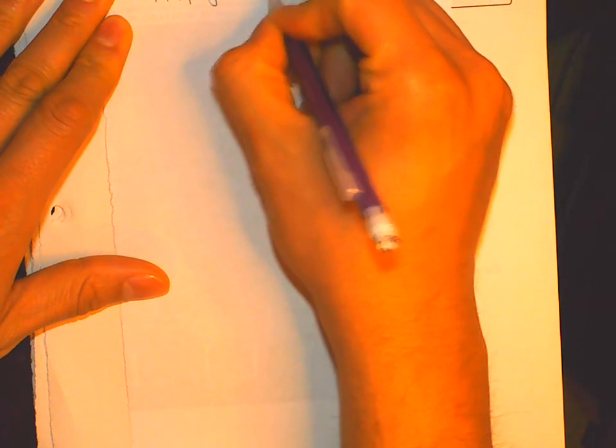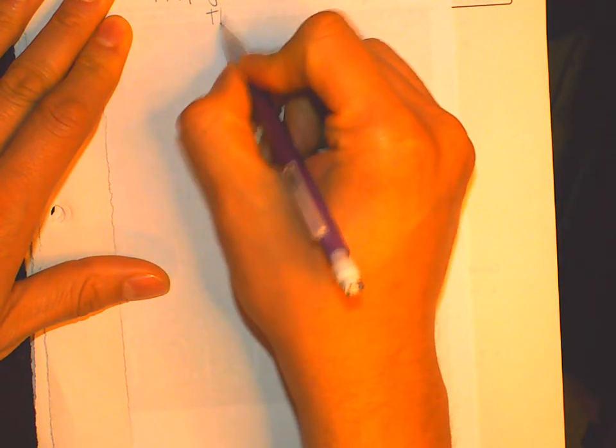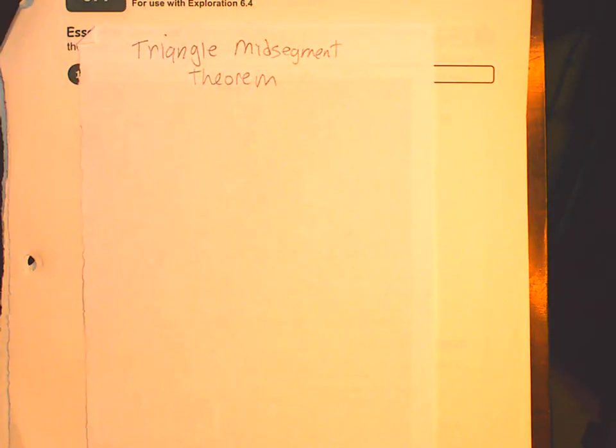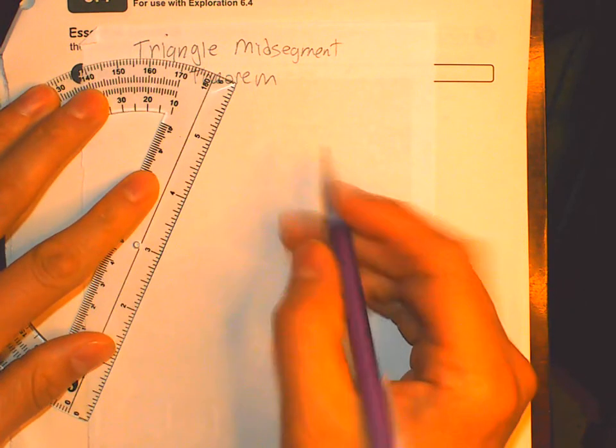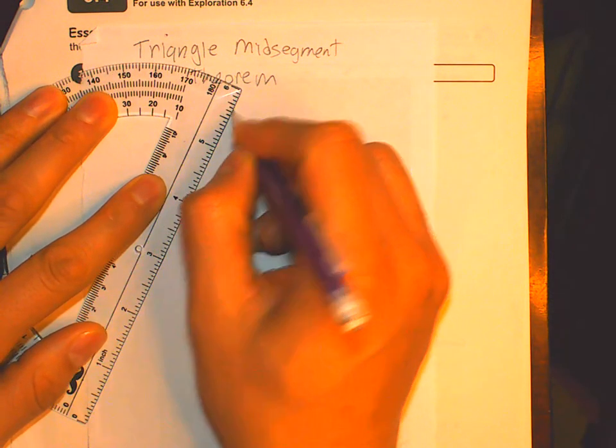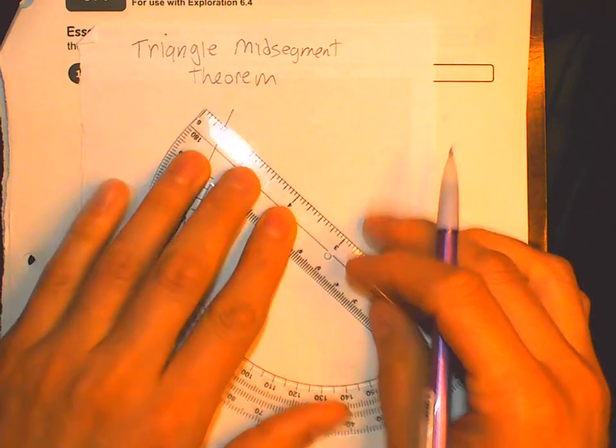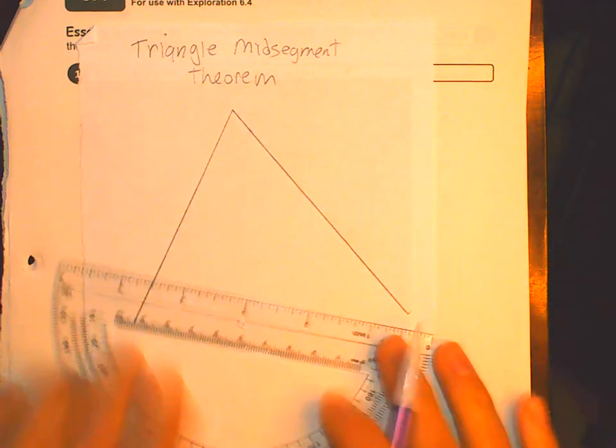Now turn to page 179. And we are going to do our first construction, which is the triangle mid-segment theorem. So for the triangle mid-segment theorem, the first thing that you are going to need is, of course, a triangle. So give yourself a pretty good sized triangle as shown.